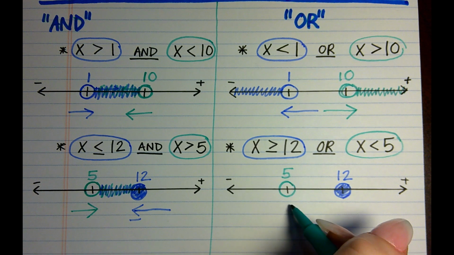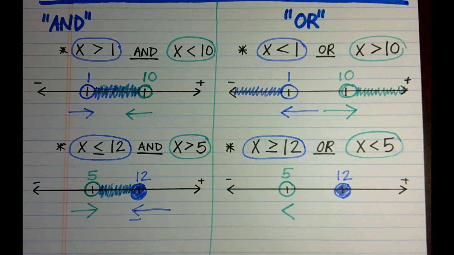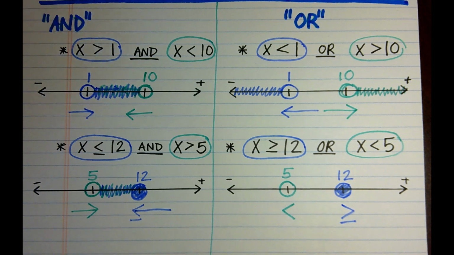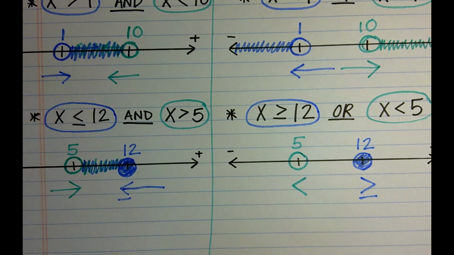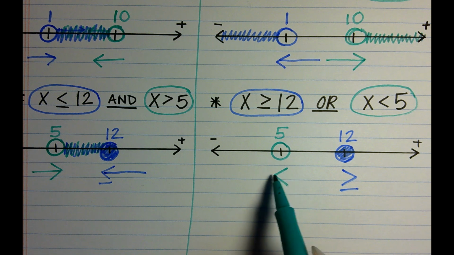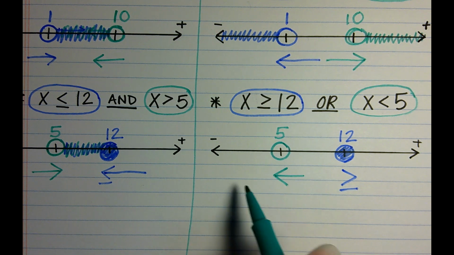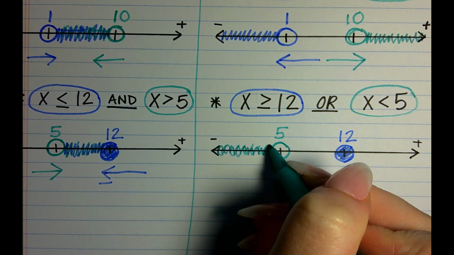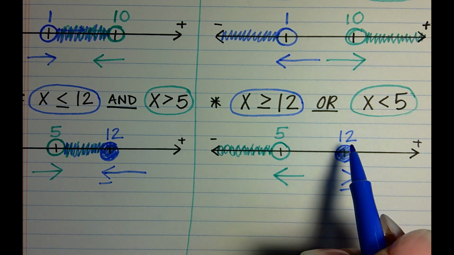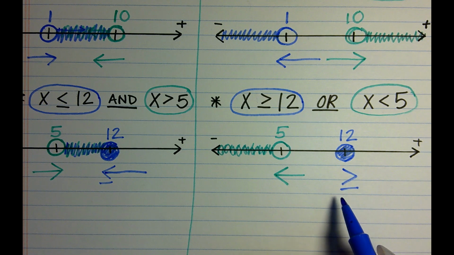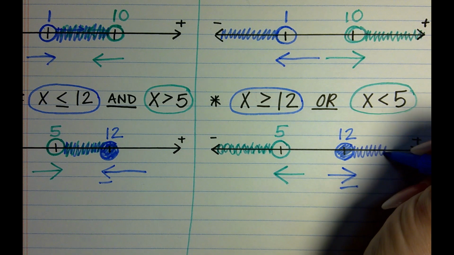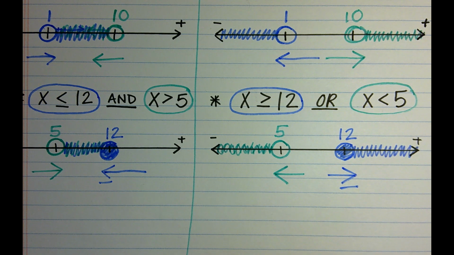From the 5 you shade to the left. The 12 you shade to the right. Perfect. So from 5, because it's less than, it's pointing left, we shade to the left. 12, it's greater than or equal to, is pointing right, we shade to the right. Very nice.